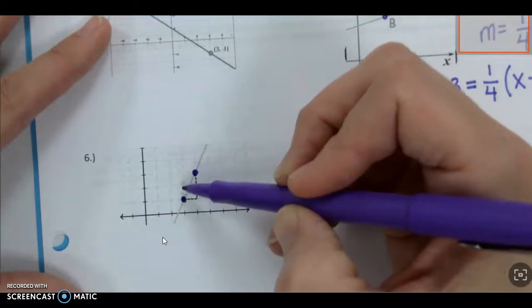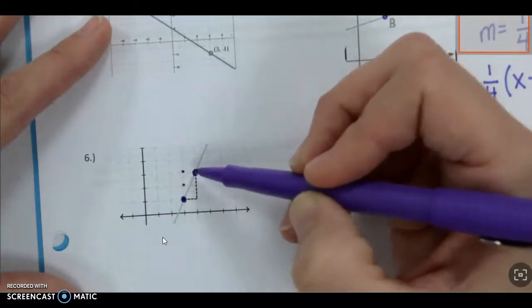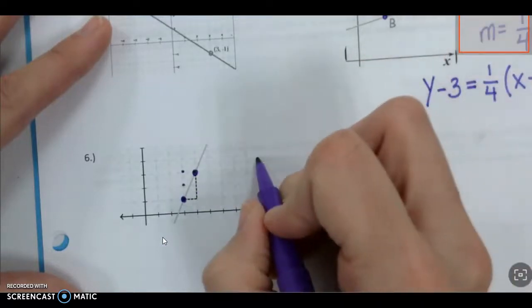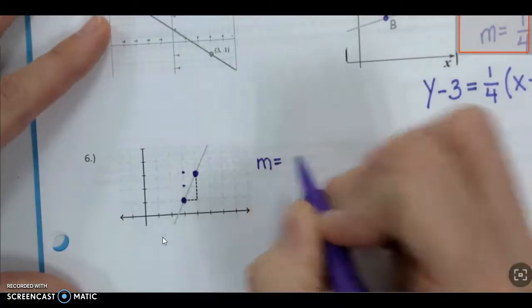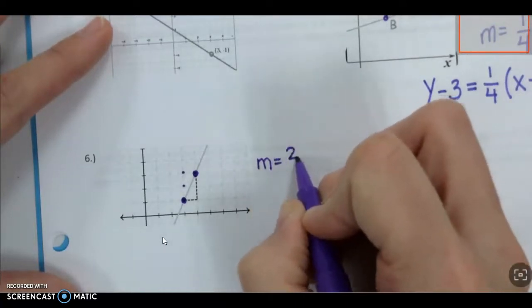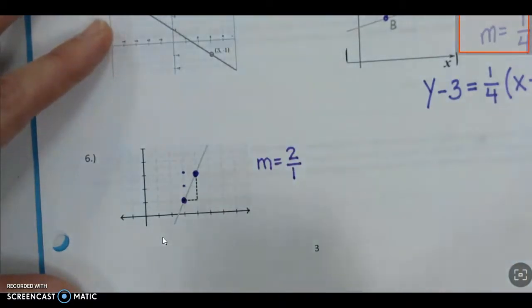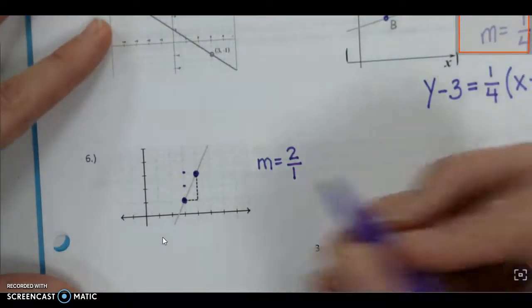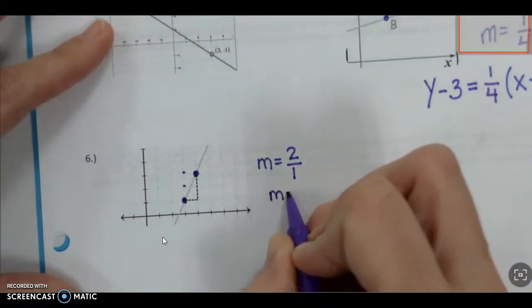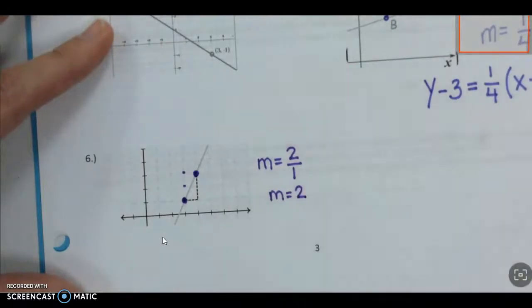My slope for this is up 2 and over 1. So we'll count up first, and then this one goes to the right. So up 2, that's positive, over 1. If you wrote 2 over 1, that's not great for your final answer, but it is acceptable. Instead, let's just use the number 2 instead of 2 over 1.